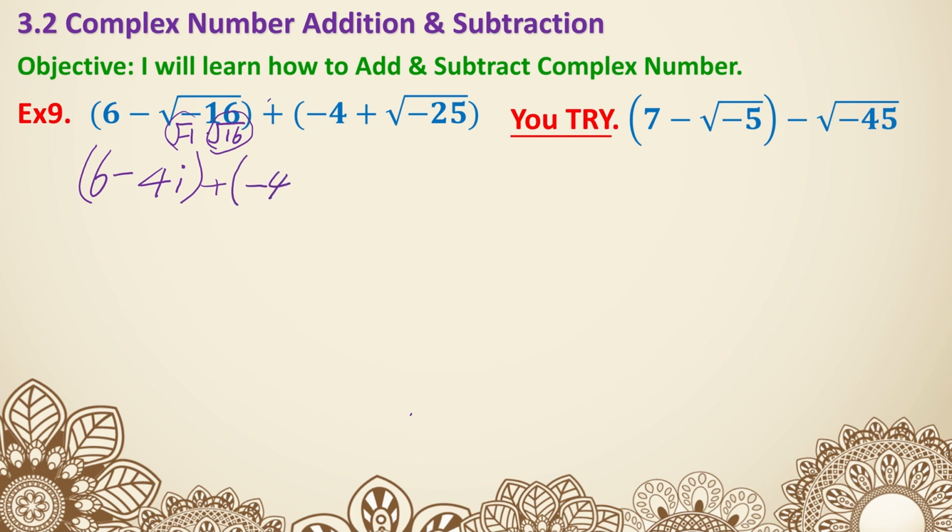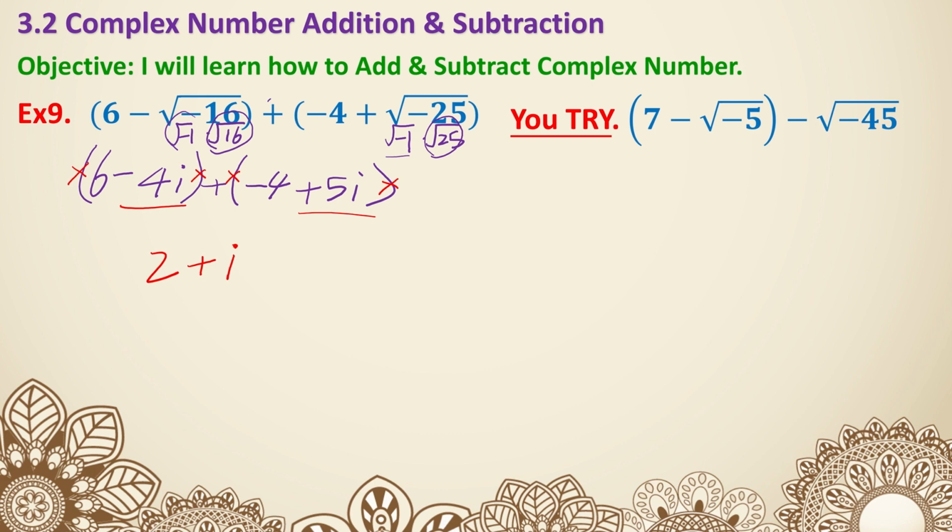Negative 4. Square root of negative 25 is the square root of negative 1 times square root of 25. Square root of 25 is 5, and square root of negative 1 is i, so it's a plus 5i. And then I can just ignore all the parentheses since in between is a plus sign. 6 minus 4 is 2, and then negative 4i plus 5i is going to be plus i. There you go. That's example 9.